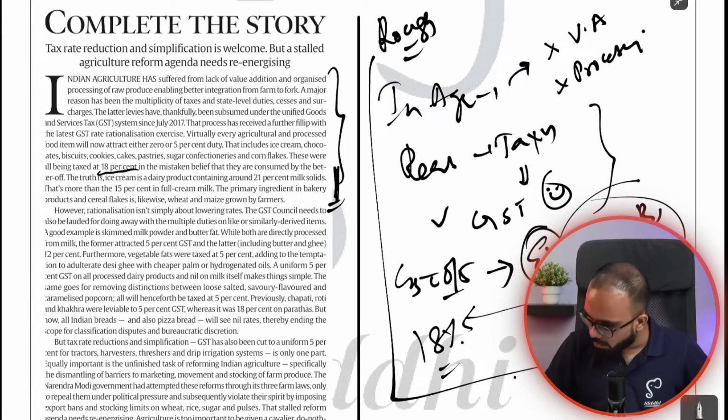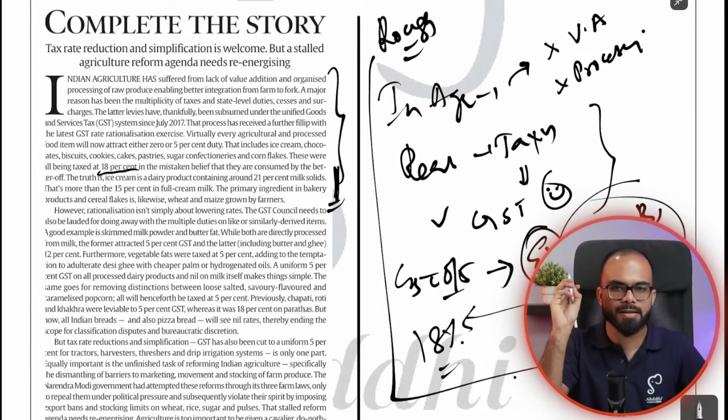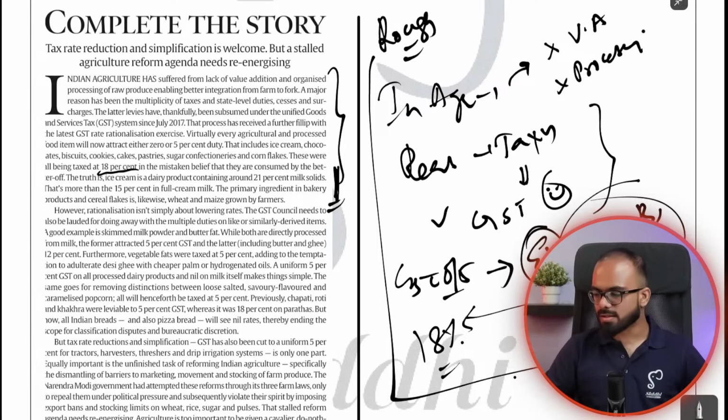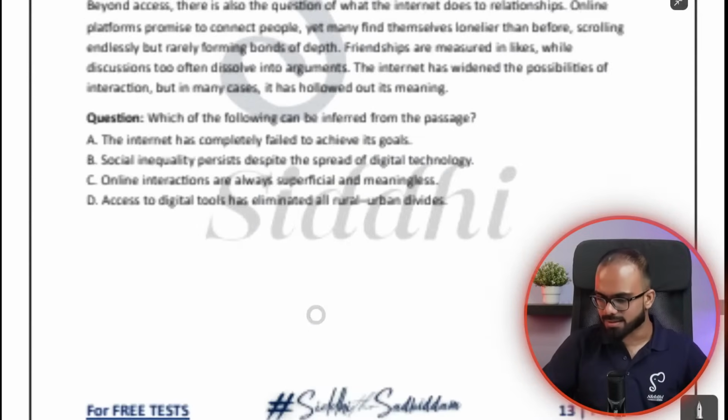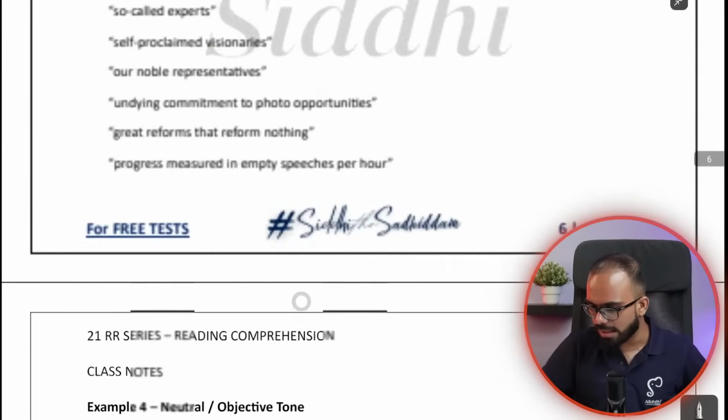So this would be my summary. In the first part, I will write in my rough sheet about agriculture and taxation. And in the next part, I will write the examples. So this is how you need to summarize any RC when you are handling questions. Okay. Now we will look at the next part.